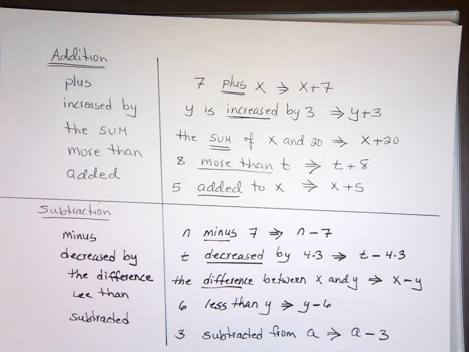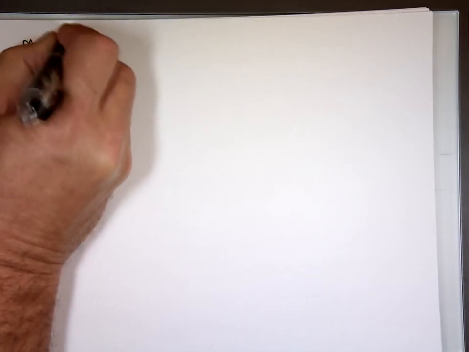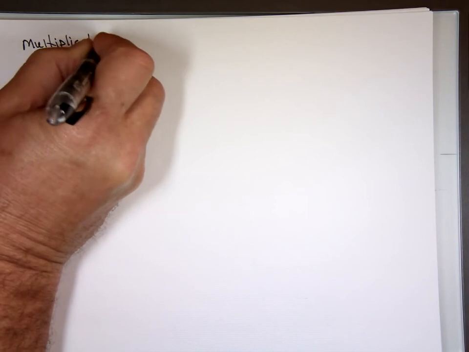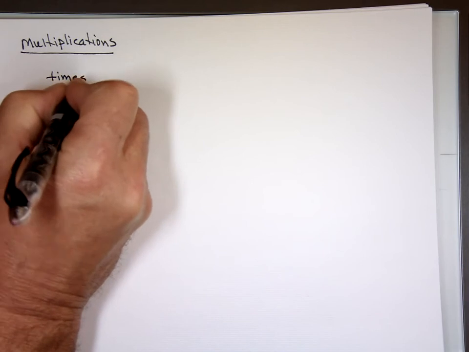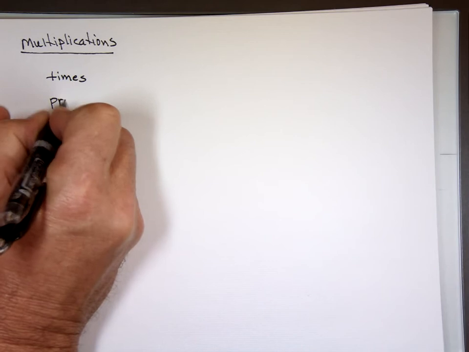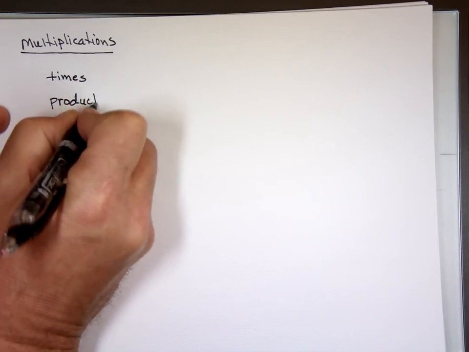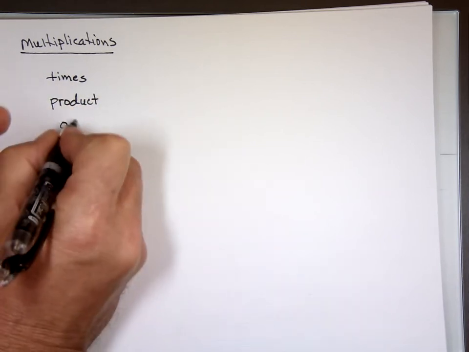Well, let's see what we have for multiplication and division. Multiplication: times. You'll see the word times. Times means multiply. Product. Product means multiply. Of. Of means multiply.